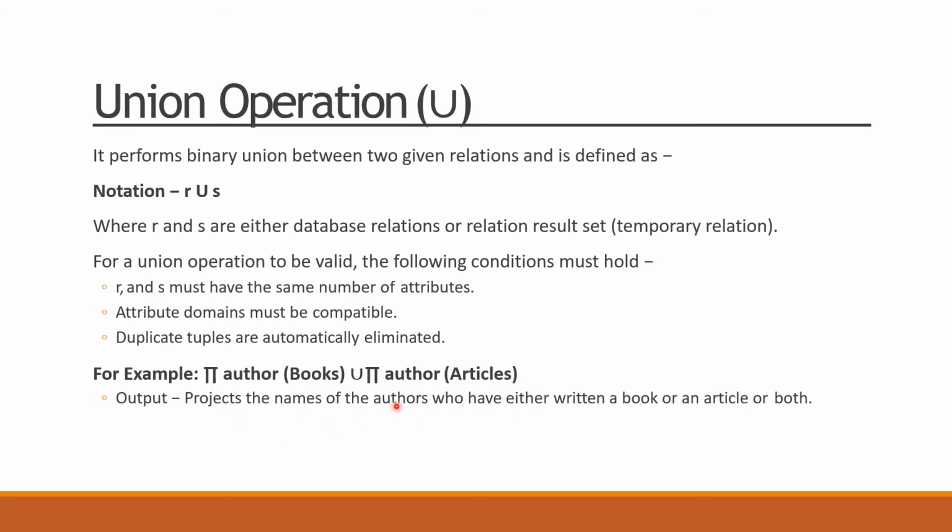This project operator is used to take the column names such as author and author from books and articles. And now we have joined them with the help of union. So we will have all the author names from this. And if there are some duplicate tuples, they will be eliminated. So the output will be the names of the authors who have either written a book or an article or both.